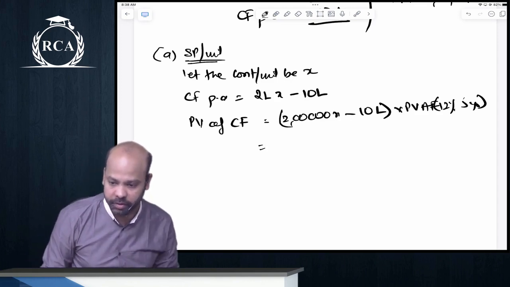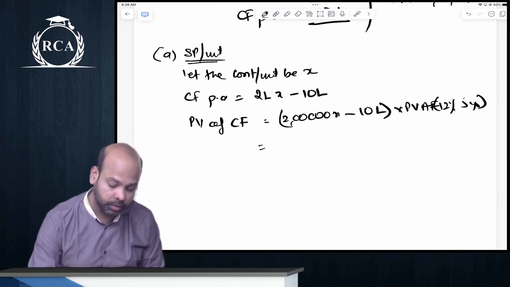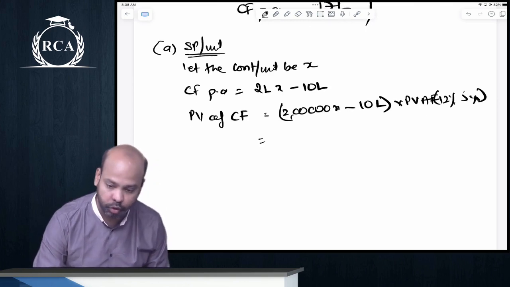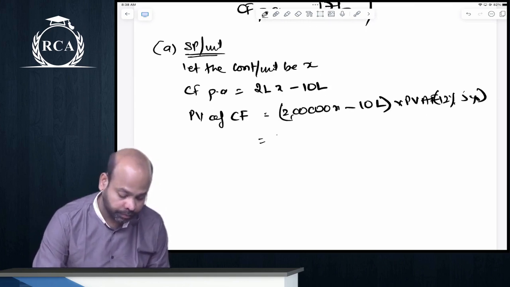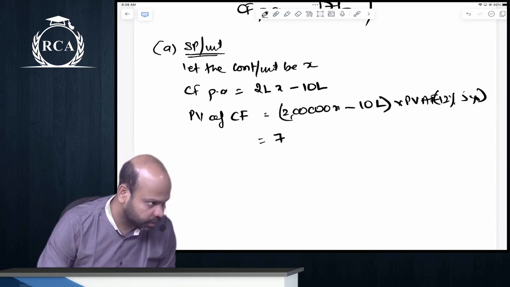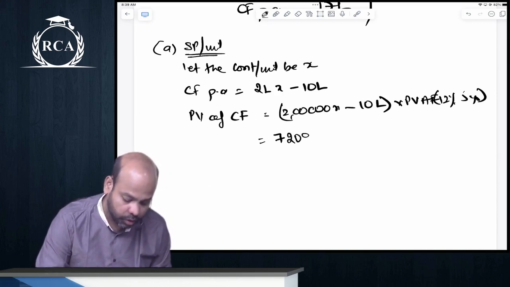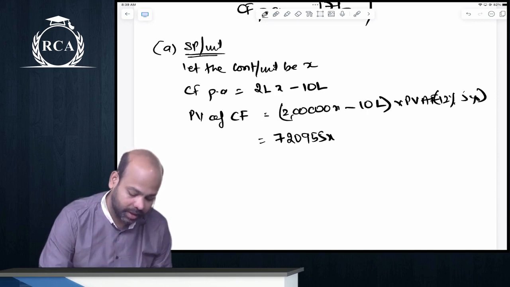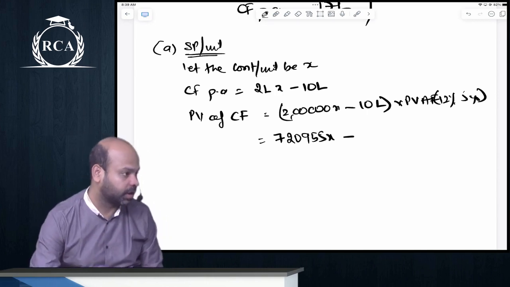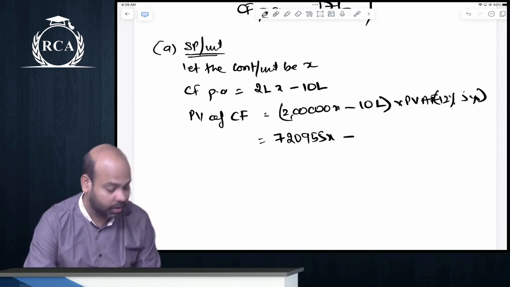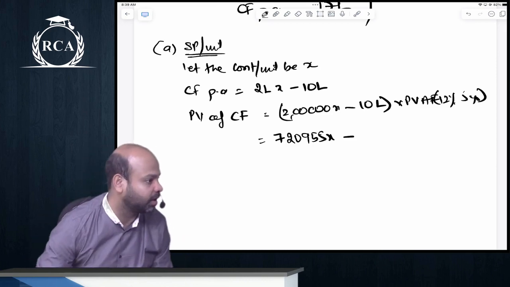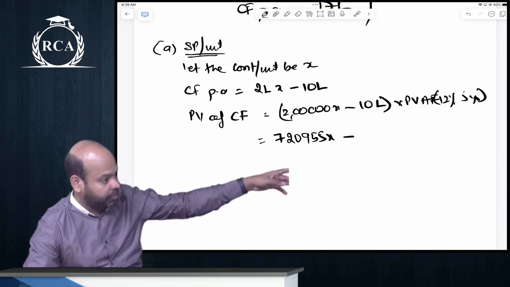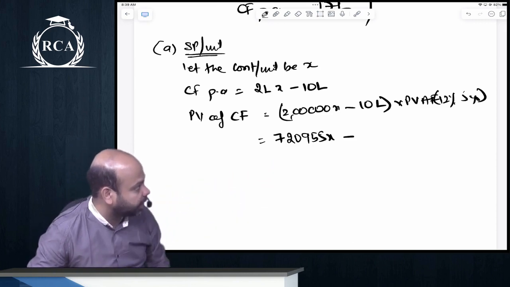Present value of sales revenue. PVAF at 12% for 5 years into 2 lakhs. 7 lakhs 20,955x, minus 10 lakhs multiplication, divided by 2 lakhs into 10 lakhs... 7 lakhs 20,955x divided by 2 lakhs, or into 5 directly.